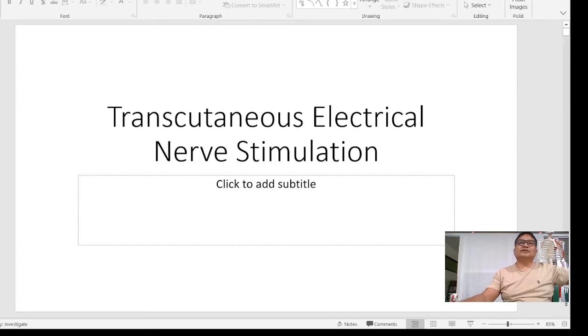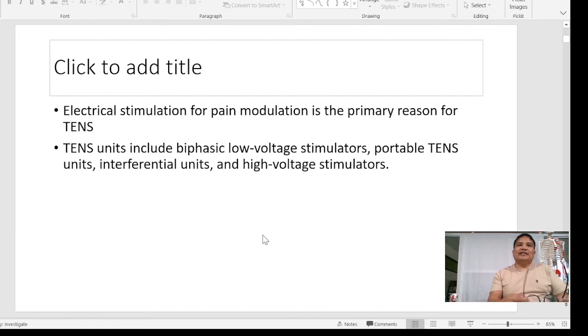Okay, good afternoon. So this afternoon we're going to talk about transcutaneous electrical nerve stimulation. It refers to the stimulation of usually the cutaneous nerve, specifically the sensory nerve, in order to usually give relief of the pain sensation that the patient is experiencing. So, transcutaneous electrical nerve stimulation, or TENS. Electrical stimulation for pain modulation is the primary reason for TENS.